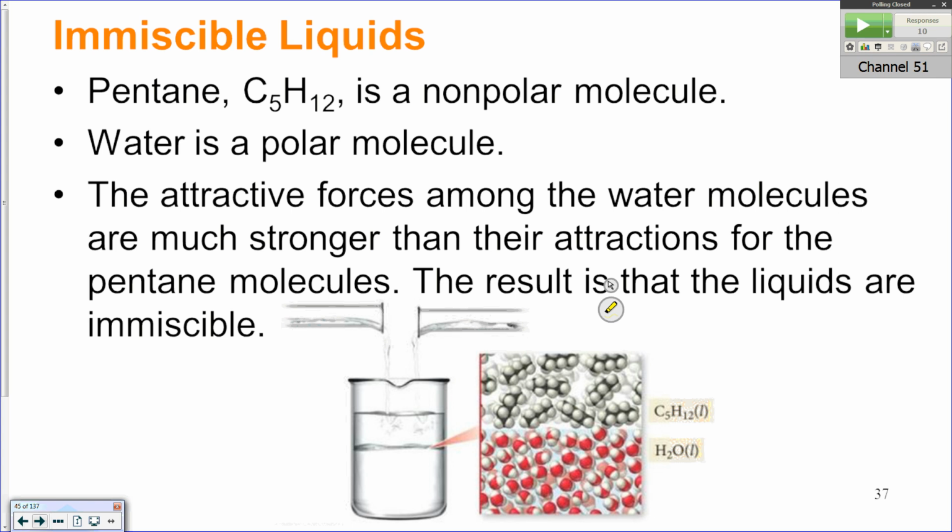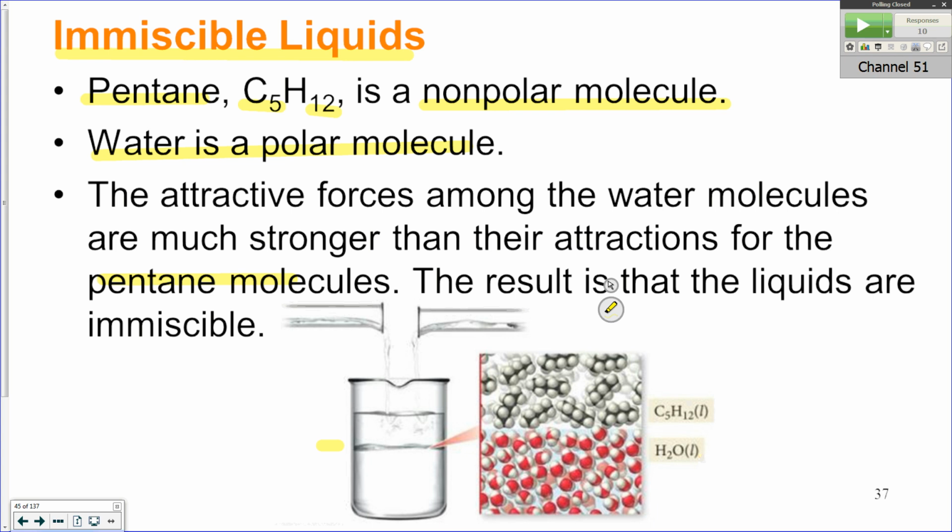So we said what miscible liquids are. Immiscible liquids means that the two solvents do not dissolve in one another. An example is pentane, C5H12. That's only carbon-carbon and carbon-hydrogen bonds, so it's a nonpolar molecule, and water we know is a polar molecule. Both are clear liquids. The attractive forces between water molecules are much stronger for other water molecules than for pentane. So you can shake the mixture as much as you want, but as soon as you stop mixing, they instantly separate into two distinct layers. We call that a bilayer.